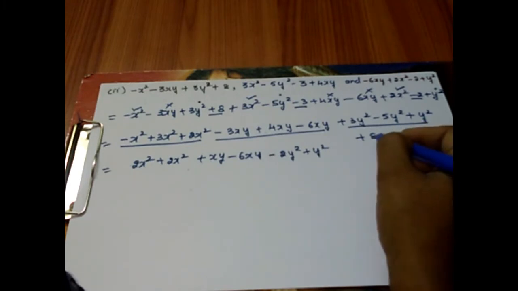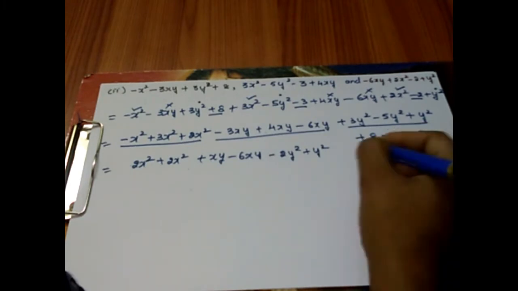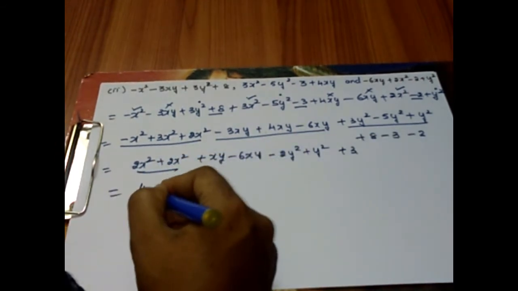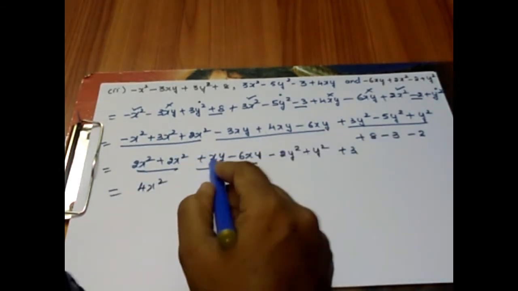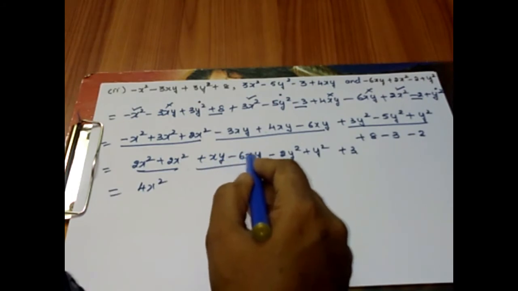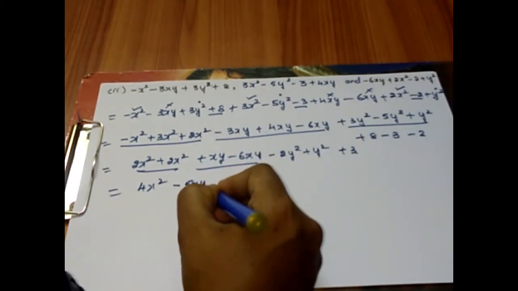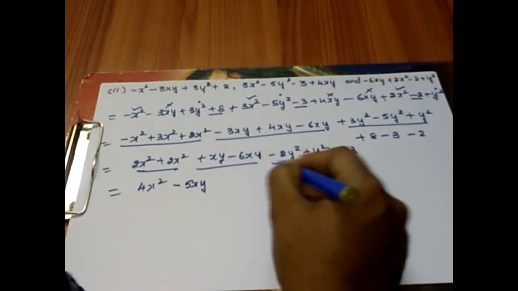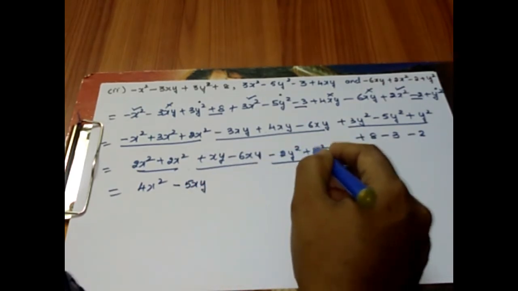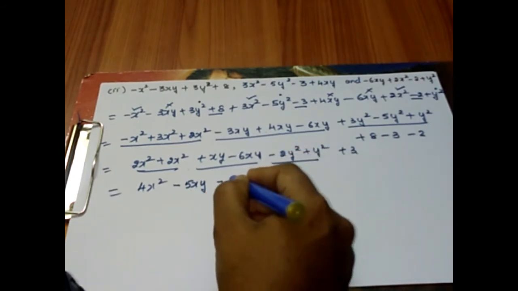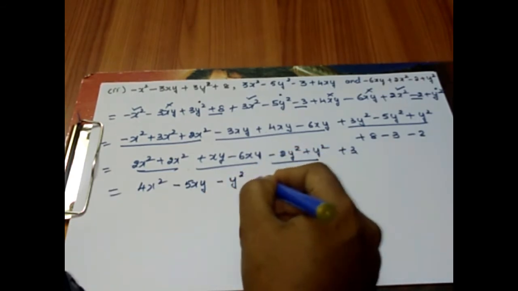Here you can do directly, children. 8 minus 3 is 5. 5 minus 2 is 3. Plus 3. Now 2x square plus 2x square is 4xy plus xy minus 6xy. 1 plus 1 minus, subtract, and greater number is 6. So minus 5xy. Here also 1 minus 1 plus, subtract. It is 1y square. Greater number is 2. So minus y square plus 3.